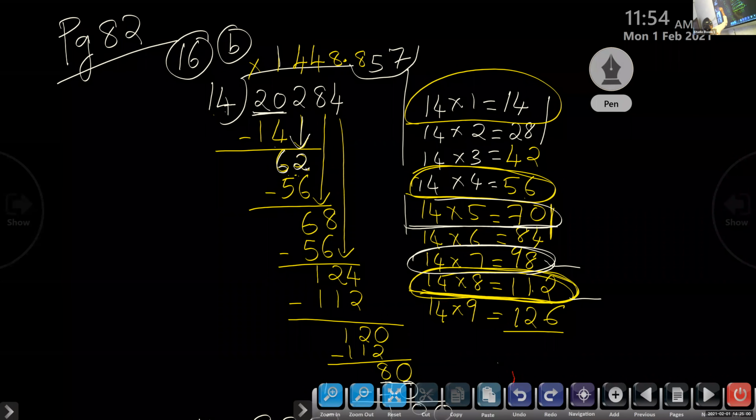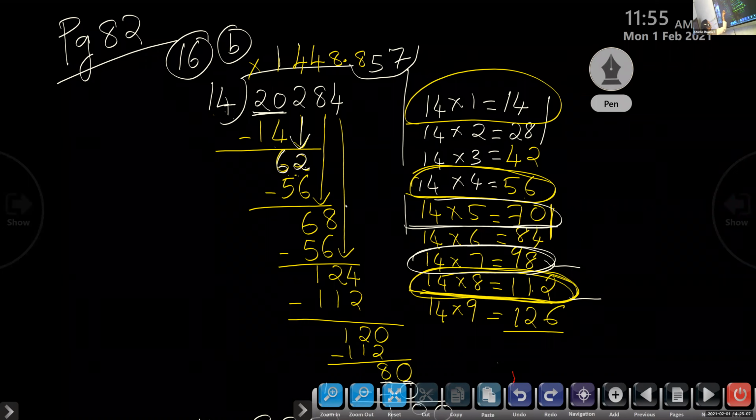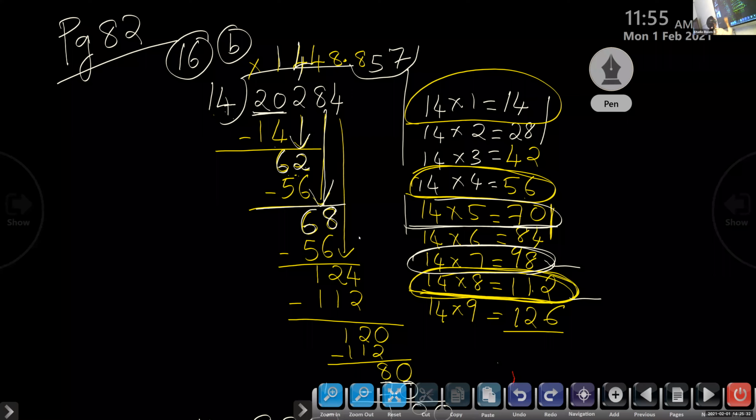So how much time we can take 14 from 62? That is 4 times. 4 into 14 is 56. Then we will subtract. So you'll get again 6. Then bring down the next number, 8, 68. So we have to take again 4. 4 times 14, you will get here 56 again. Then when you subtract, you will get 12. Then we have one more number to bring down. What is that number? 4.